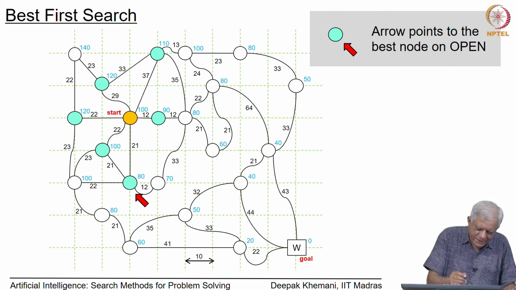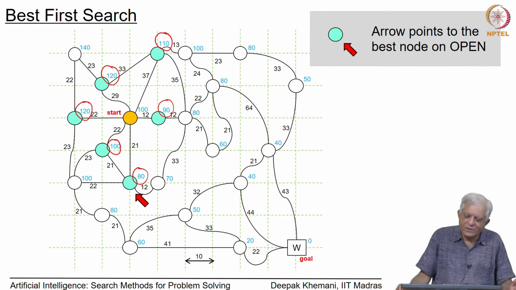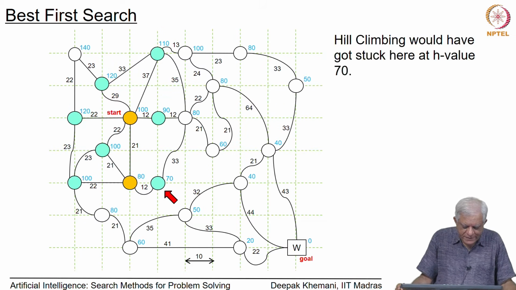So, you can see here that among the nodes in open, one has a value of 100, another has a value of 120, this has a value of 120, this is a value of 110, this has a value of 90, and this has a value of 80. So, since 80 is the smallest, that is what best first is going to pick next, and this red arrow will tell us at each stage what is the candidate that best first is going to pick next.